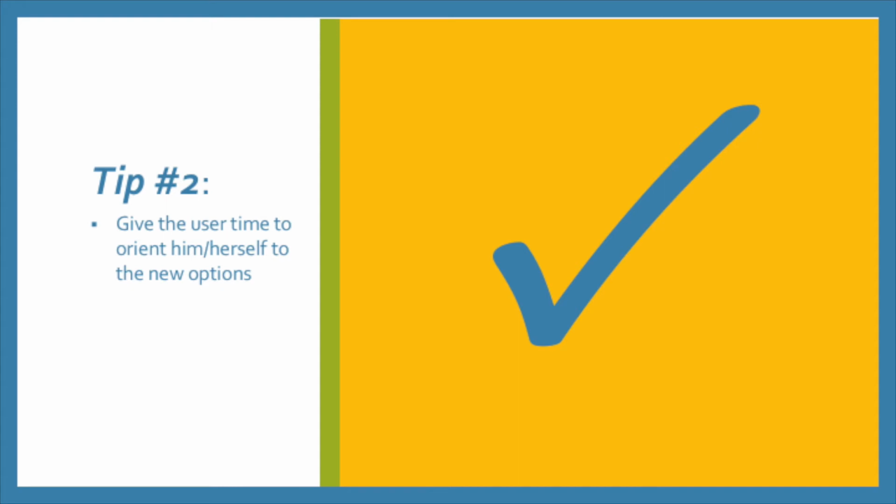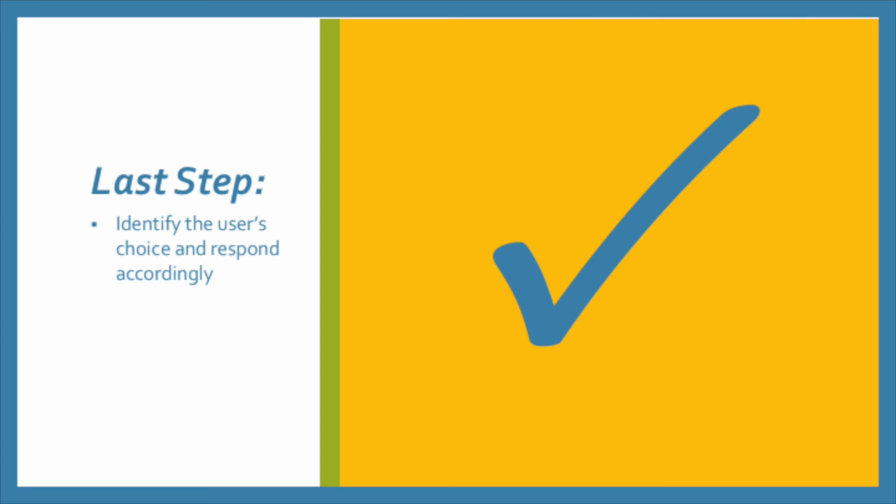When moving to a new communication board, be sure to give the user enough time to orient themselves to their new options. So you can take a minute to check out your options. Now, you can use the same steps as before to identify the row and item that the user wants to talk about, and once they've made a decision, be sure to respond accordingly.